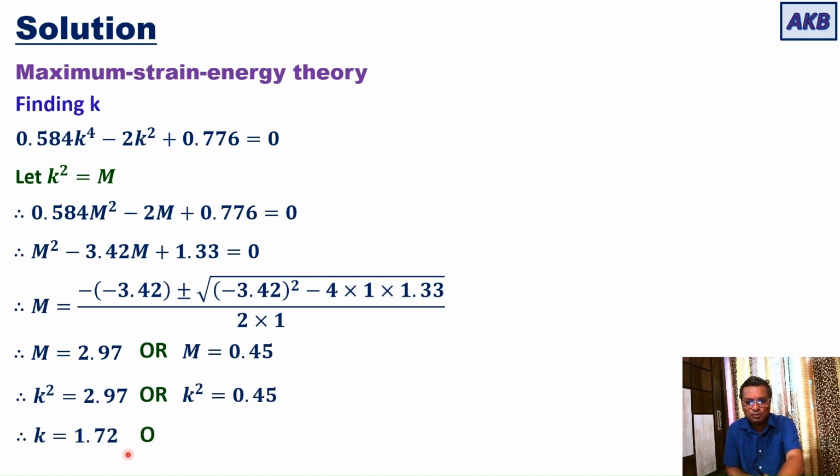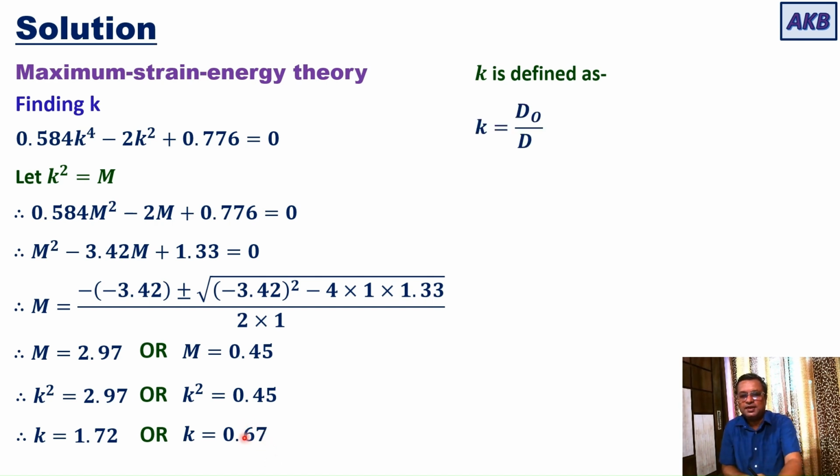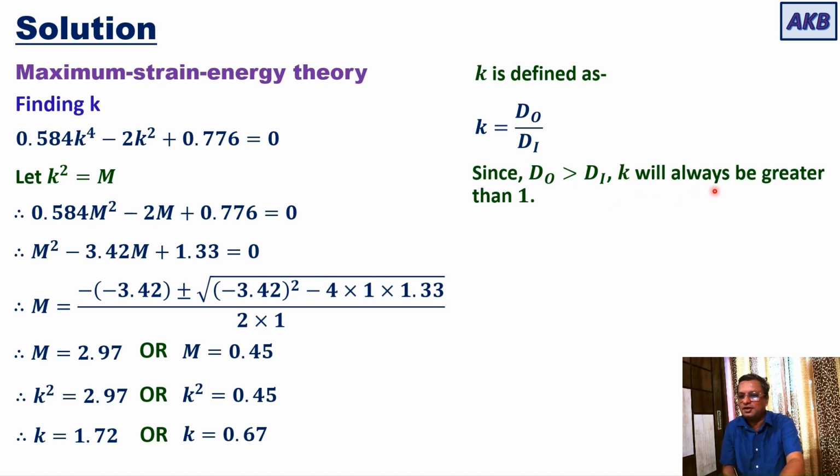That is, k is 1.72 or k is 0.67. But as per the definition, k is the ratio of outer diameter to inner diameter, and outer diameter is always greater than the inner diameter. That means k will always be greater than 1. So out of these two values, we choose the value that is greater than 1. That is, k will be 1.72.